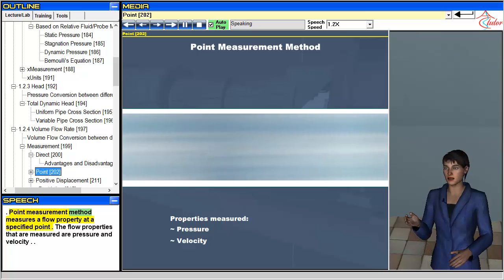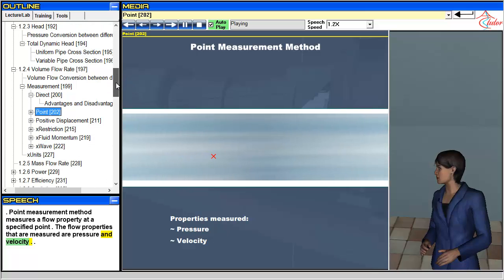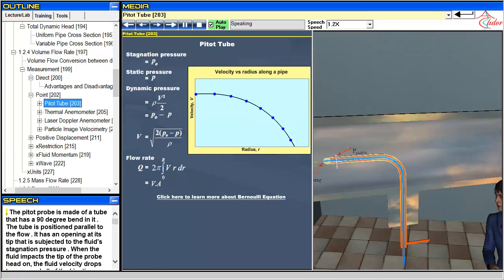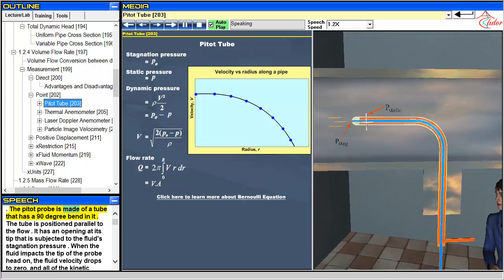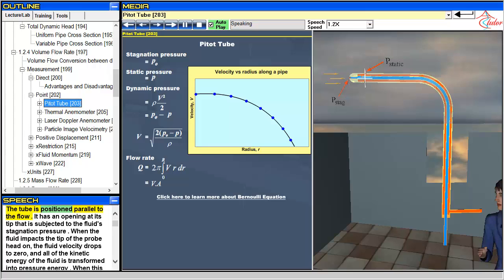Point measurement method measures a flow property at a specified point. The flow properties that are measured are pressure and velocity. The Pitot probe is made of a tube that has a 90-degree bend in it. The tube is positioned parallel to the flow. It has an opening at its tip that is subjected to the fluid's stagnation pressure.